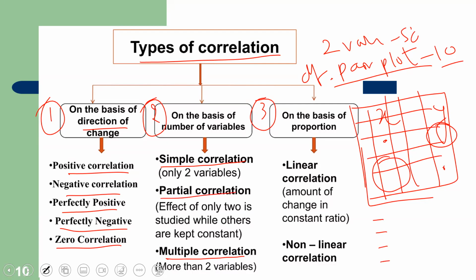Then what about the partial correlation? The effect of only two variables is studied while the others are kept constant. It means that in a closed environment, for example, I have around four variables, but in my study I'm considering only A and B, and C and D are not considered at all, because I have kept them out. In that case, this becomes a partial correlation, because I have to ensure that C and D are not affecting A and B.